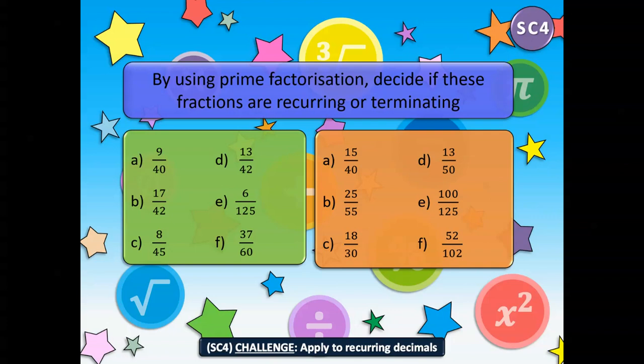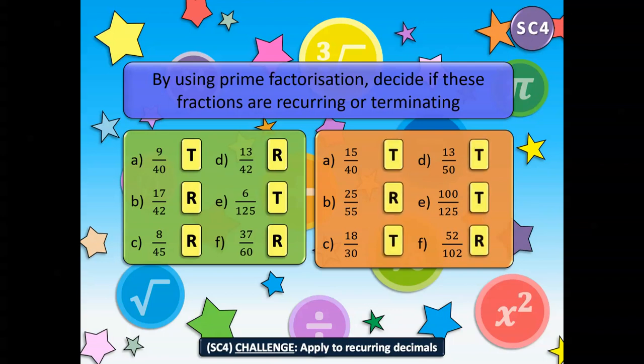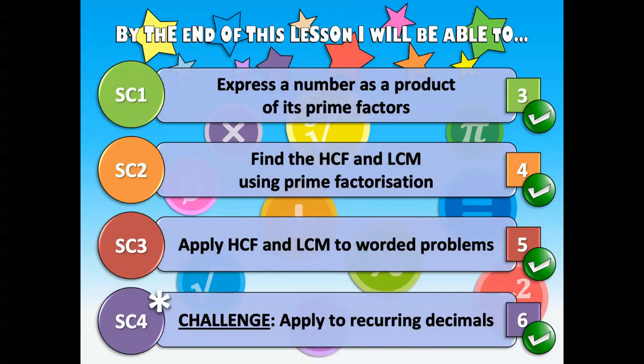Here are some questions for you to have a go at. Pause the video, and when you're ready to mark your work, press play. Here are your answers. So there's your green answers, and there's your amber answers. And now we've completed success criteria 4. So now that we've completed the last objective, it's time to end the video.